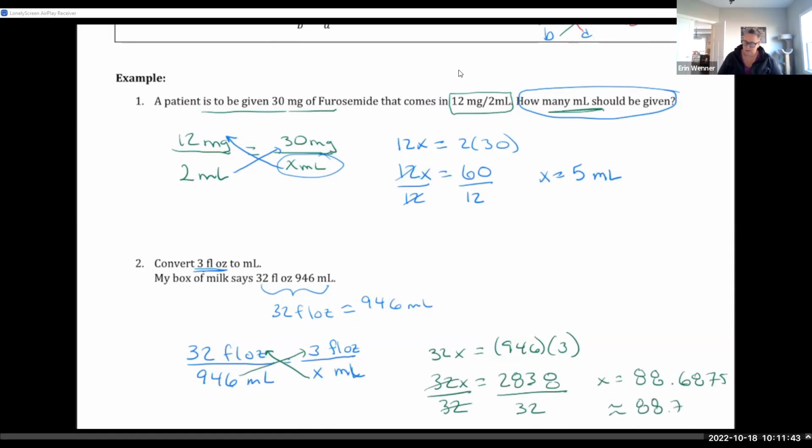88.7. And again, when we're doing these problems, we're going to get to the end and be like, what is that 88.7? What does that represent? So going back to our problem, we can see the variable was down here with milliliters. Therefore, this is 88.7 milliliters.